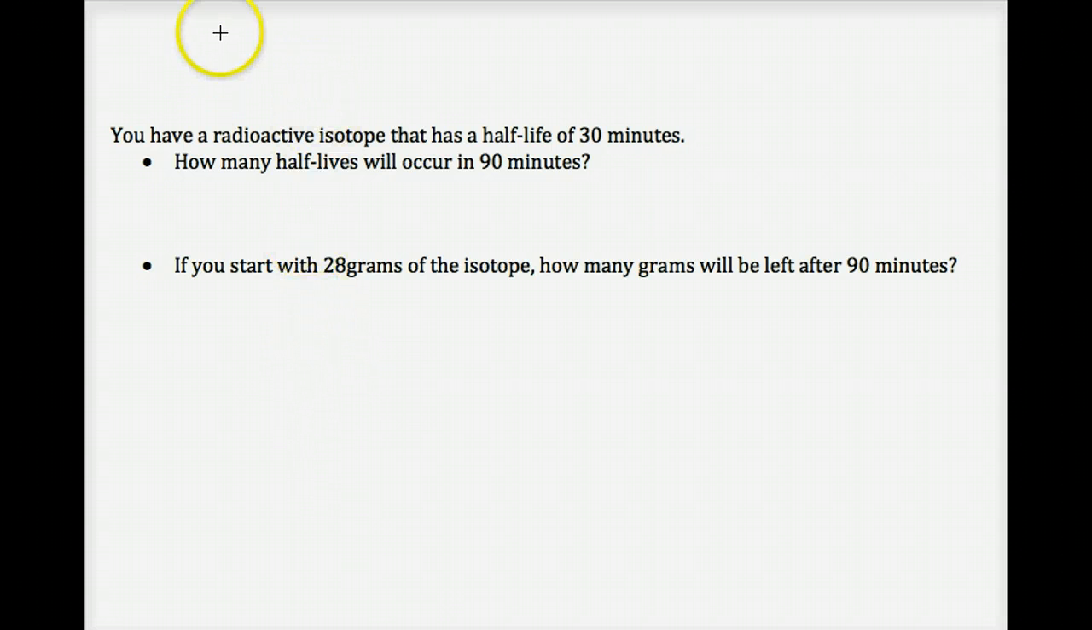I want us to just be able to do these questions based on your understanding of what a half-life is. If one half-life is 30 minutes, how many half-lives will occur in 90 minutes? Okay, 3. First one's 30, the second one's 60, the third one's 90. So overall, you have 90 minutes, an hour and a half. Each half-life is 30 minutes, so in your 90 minutes, 3 half-lives occur.